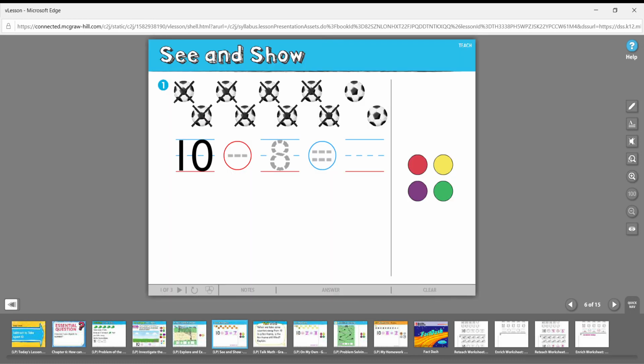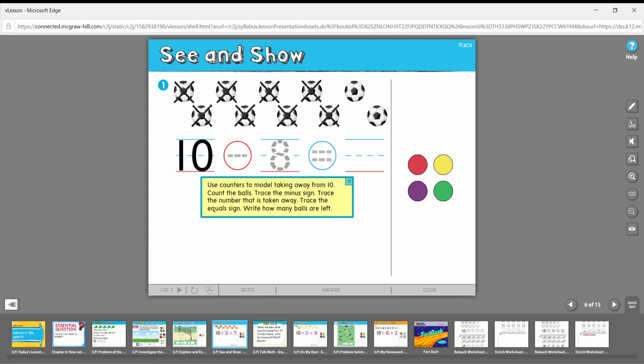Now, this is the See and Show page. This is the second page of your packet. This is where you are going to be doing some practice. Now, the first problem is always done for you as an example. So we are going to go through that problem right now and trace over. So use counters to model taking away from 10. So we have the 10 over here. Count the balls. 1, 2, 3, 4, 5, 6, 7, 8, 9, 10, just like we wrote there.